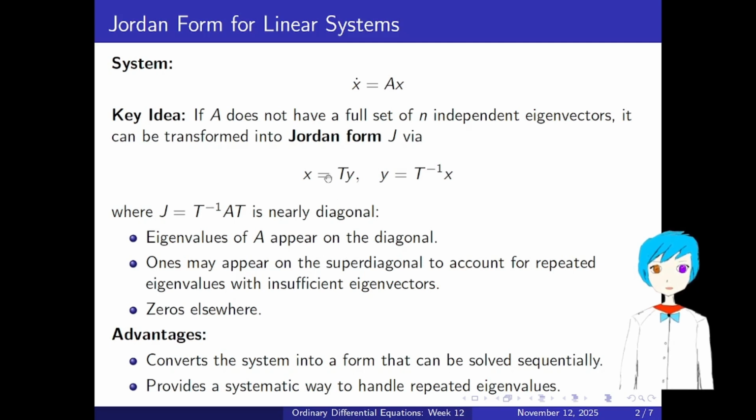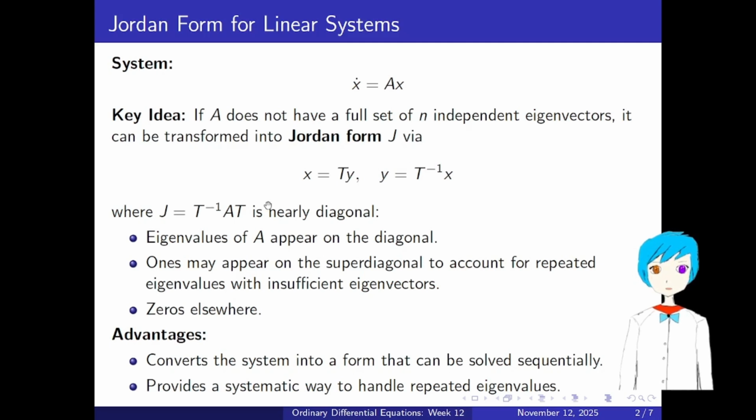So for a linear system, x dot equals Ax, if the coefficient matrix A is not diagonalizable, then we need to consider its Jordan form. Suppose A is similar to J, where J is a Jordan form of the matrix A, then J is nearly diagonal. Eigenvalues of A appear on the diagonal, and ones may appear on the superdiagonal for this Jordan form J that accounts for repeated eigenvalues with insufficient eigenvectors.